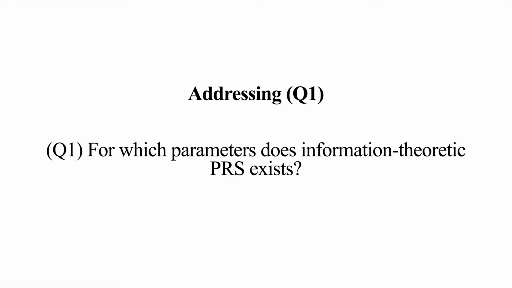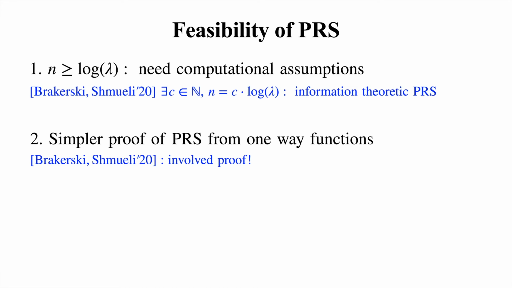So here are our results. Let's address the first question. We show that as long as the output length is larger than logarithmic in the security parameter, then we need computational assumptions. This is in some sense tight because of a previous work by Brzezinski and Shmueli, who showed that if the output length is some constant times logarithmic in the security parameter, then information theoretic PRS does exist. Of course this constant is some constant less than 1.